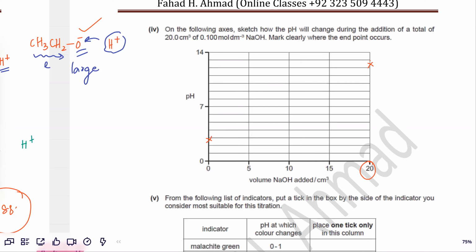Yes, sir. Okay, so you're getting 12.5 and this was I think 2.88.